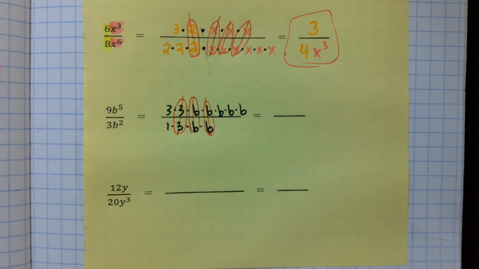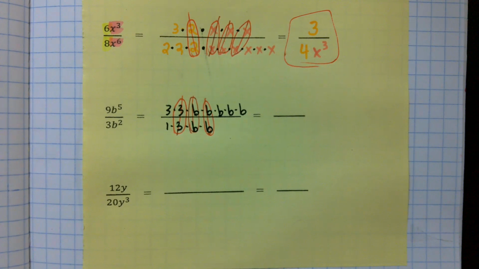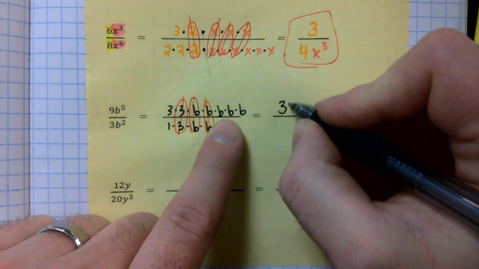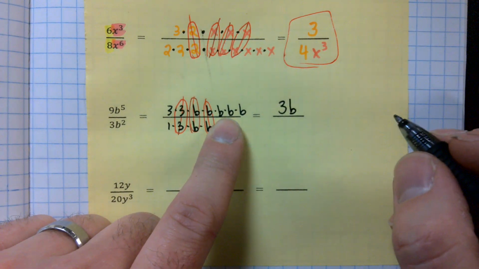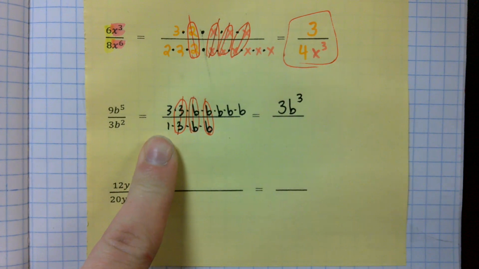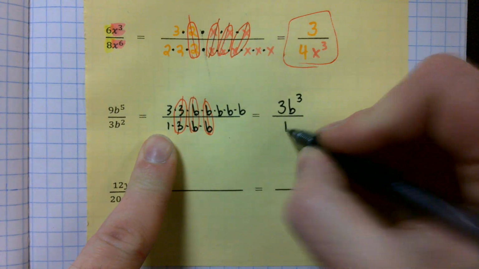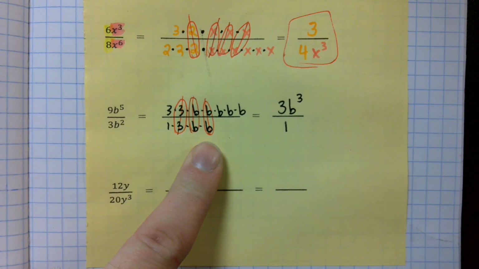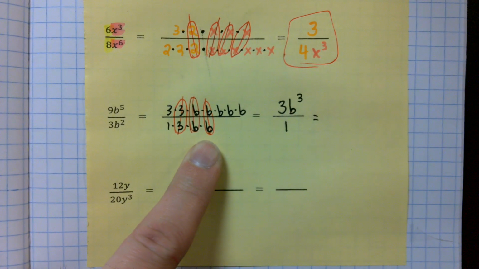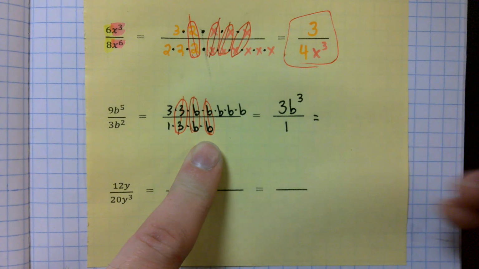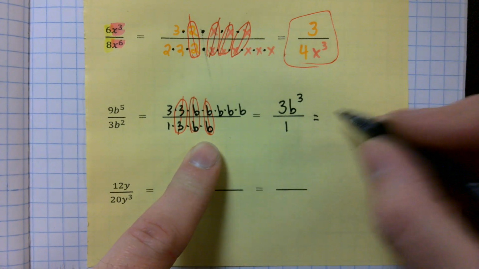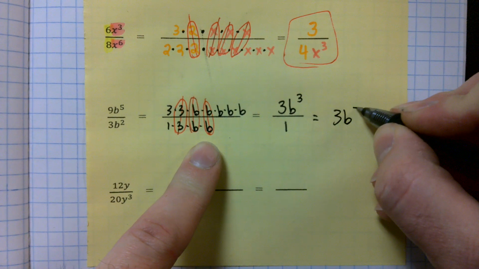What's my coefficient on the top that's left? 3. How many b's do I have on the top? 3 of them. So b to what power? Third power. What coefficient do I have on the bottom? 1. Do I have any b's on the bottom? No. So I get 3b to the third over 1, which is just what? Do I need that 1 on the bottom? No. So what can I write? 3b to the third.